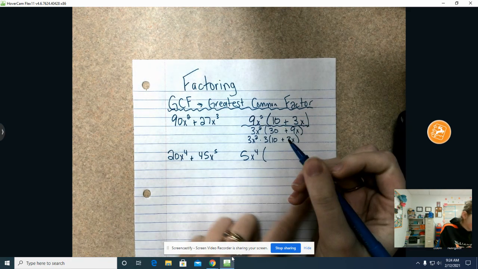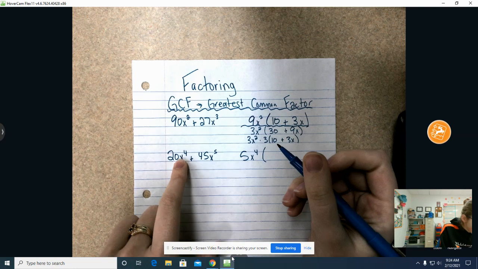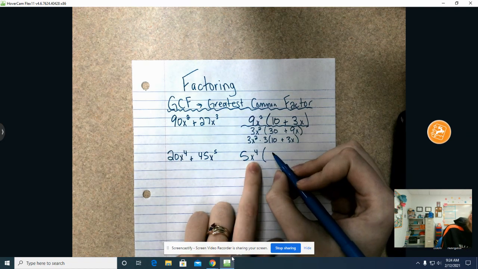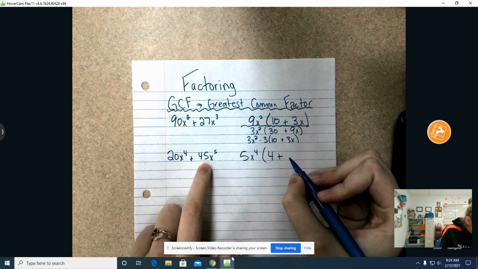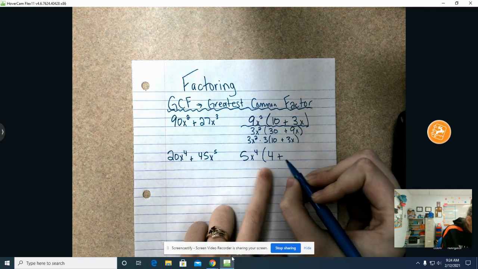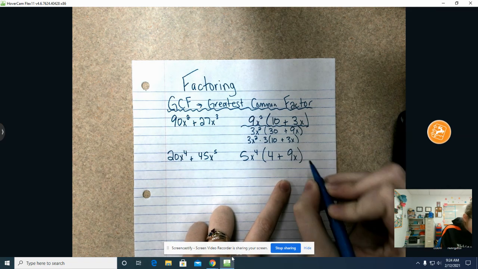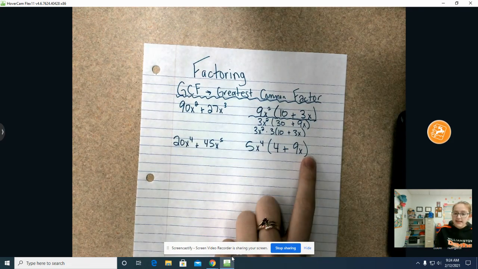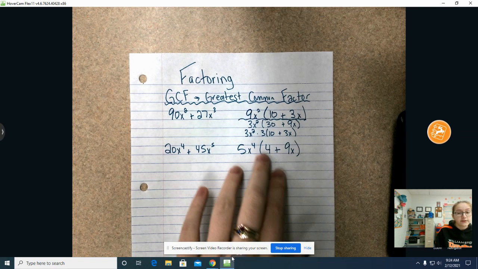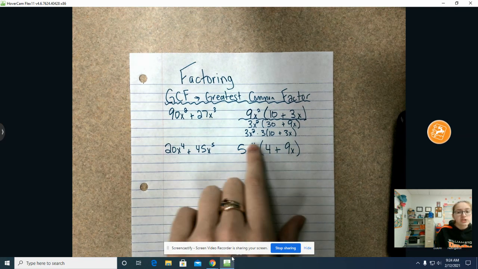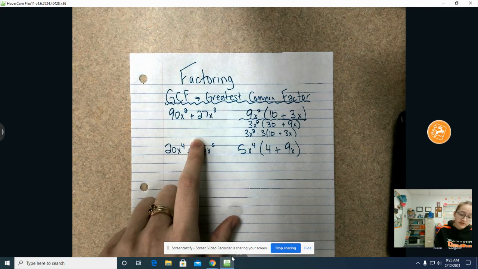And then what am I left over with? So 20x to the 4th divided by 5x to the 4th is going to leave me with a 4, plus 45x to the 5th divided by 5x to the 4th is going to give me 9x. So if we were to multiply this back out, we'd end up right back here. So this is just breaking it down. If you're ever unsure about if you did something right, just distribute it back out and check to see if it matches up here.